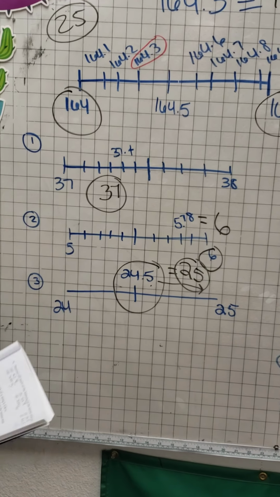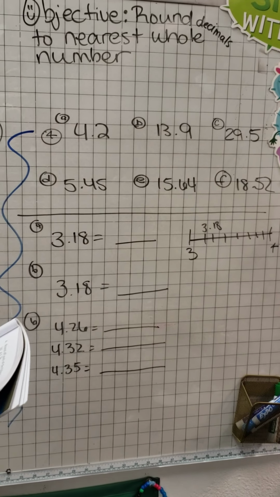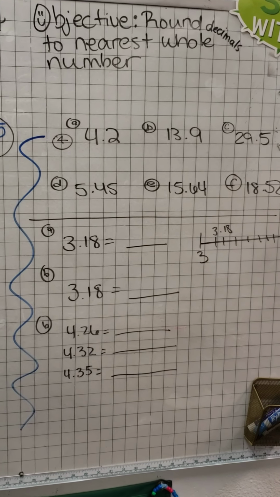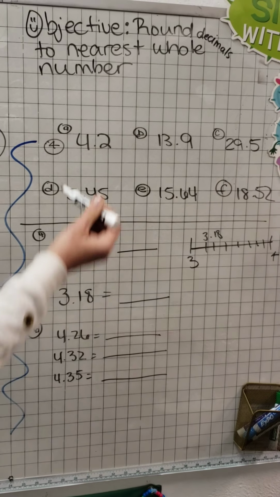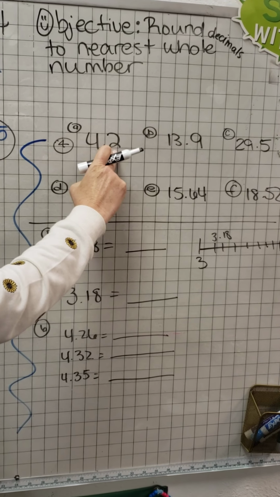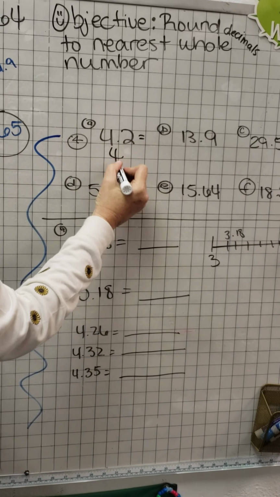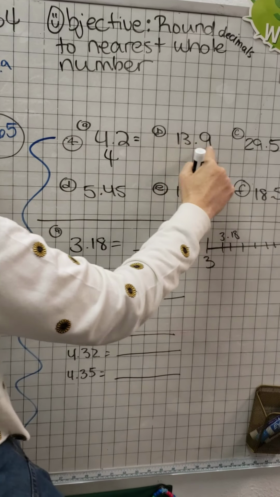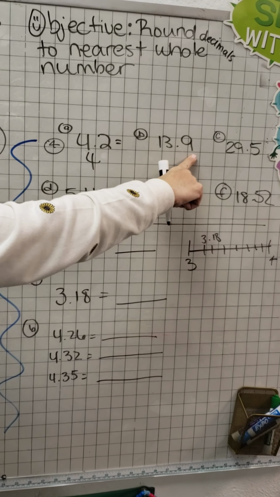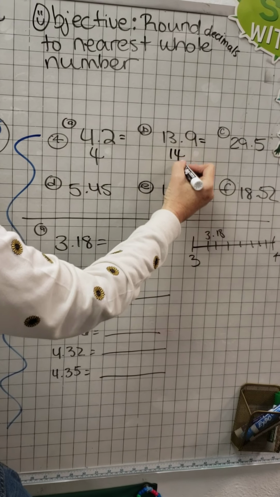All right, next page, section number 4, and this is letter A through F. So let's work these. It says just round them to the nearest whole number. So 4.2, I look here, 2, 4 or less, let it rest. So 4.2 becomes just 4. 13.9, 5 or more, let it soar. So 13 would become 14.